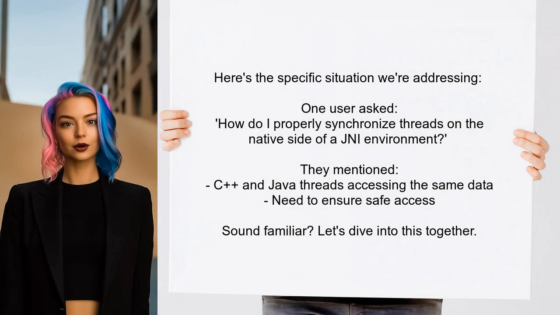Here's the specific situation we're addressing. One user asked, how do I properly synchronize threads on the native side of a JNI environment? They mentioned that both a C++ thread and a Java thread are accessing the same data, and they want to ensure safe access. Sound familiar? Let's dive into this together.